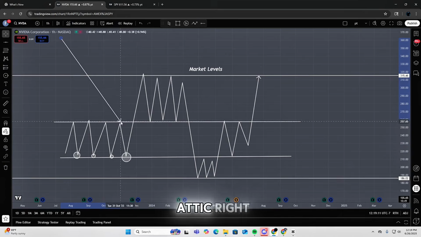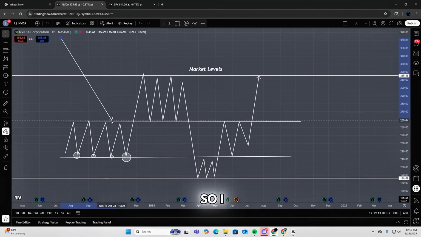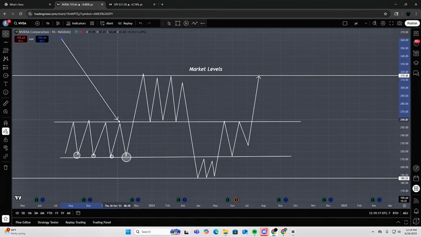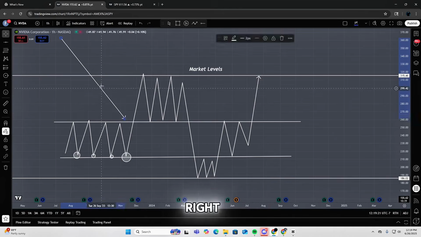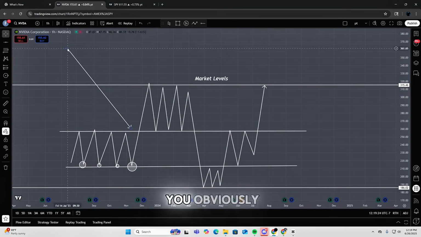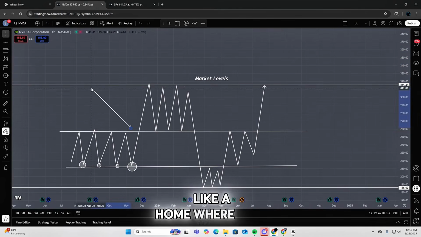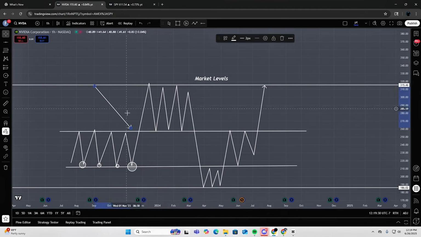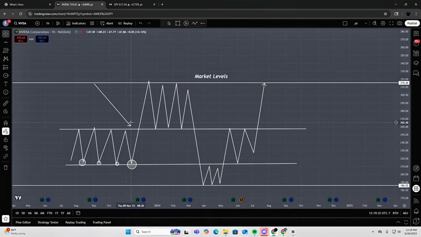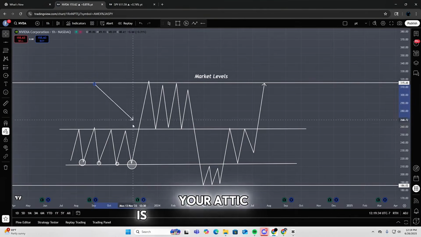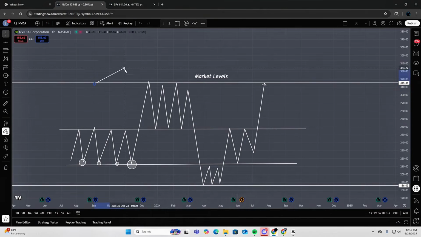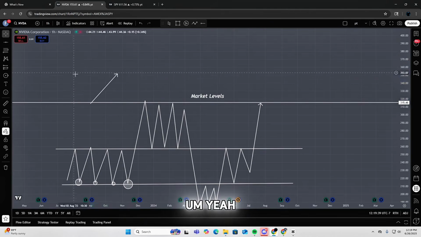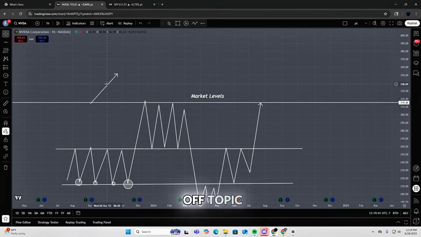Say you have an attic, right? Honestly, I've never seen an attic in my life. That's some rich person stuff. But yet again, I grew up broke, right? If you're white, you probably lived in a home where they have basements and attics. So when you're on your floor, your attic is your resistance. Then you go up to your attic to basically see stuff. All right, I'm kind of going off topic here.